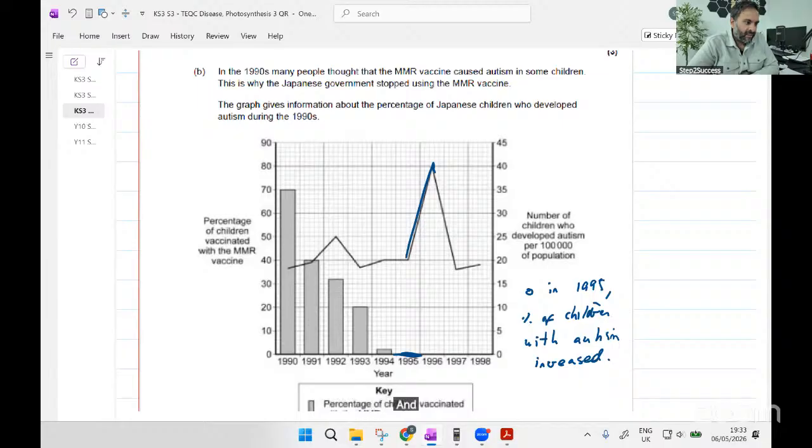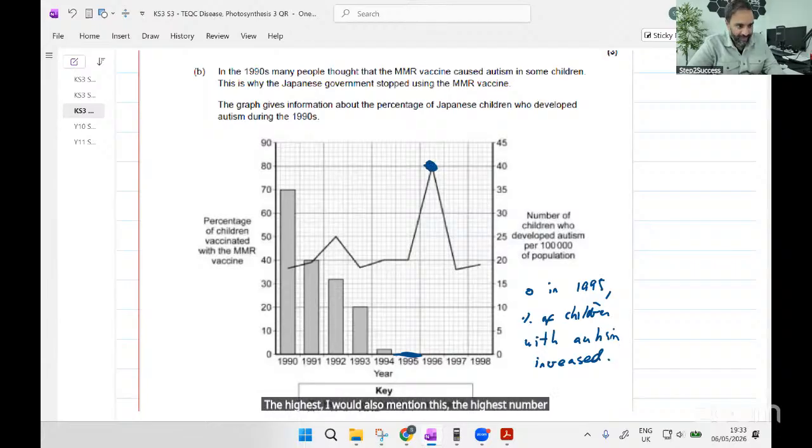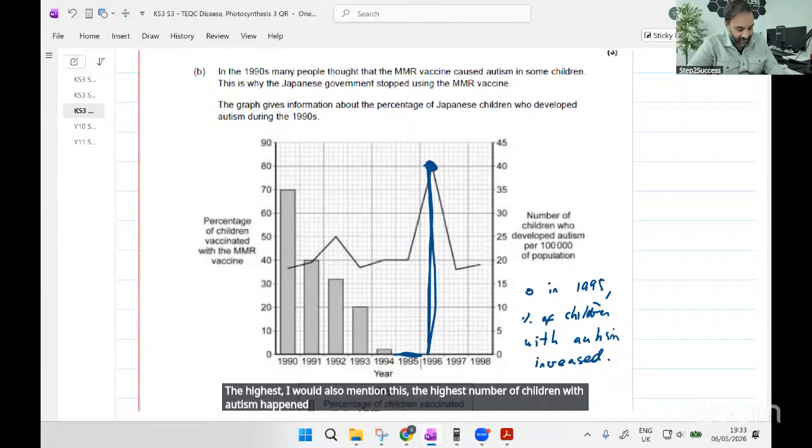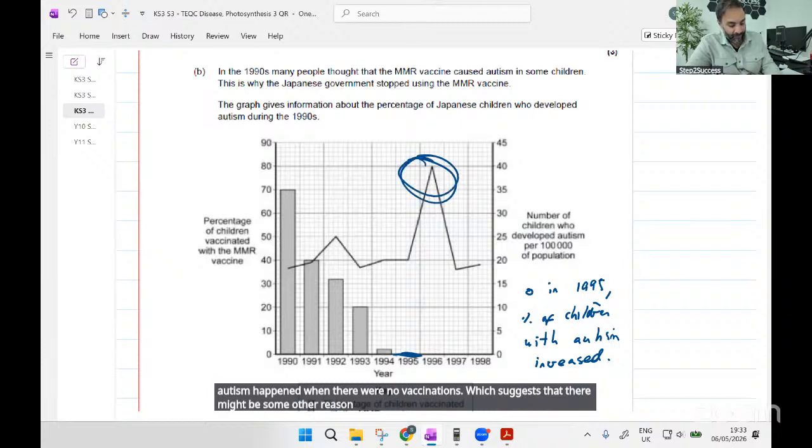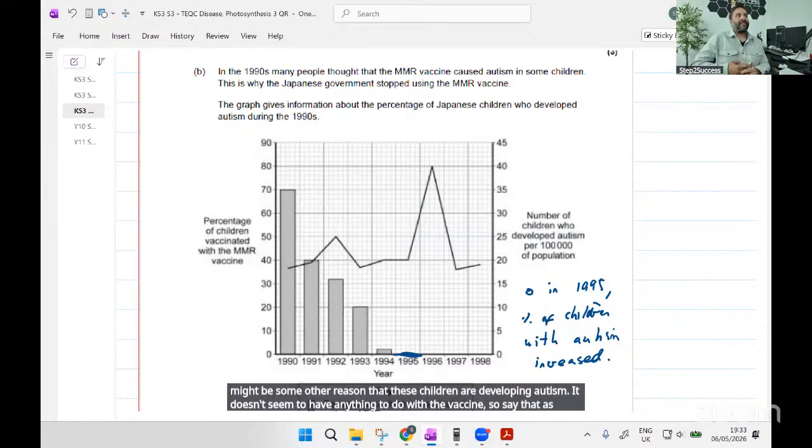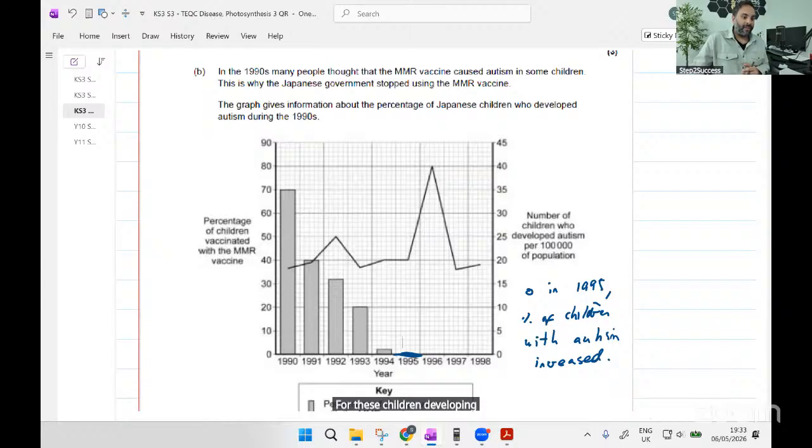I would also mention the highest number of children with autism happened when there were no vaccinations, which suggests that there might be some other reason that these children are developing autism. It doesn't seem to have anything to do with the vaccine. So say that as well: it suggests there's some other reason for these children developing autism other than the vaccine. That is 3B.